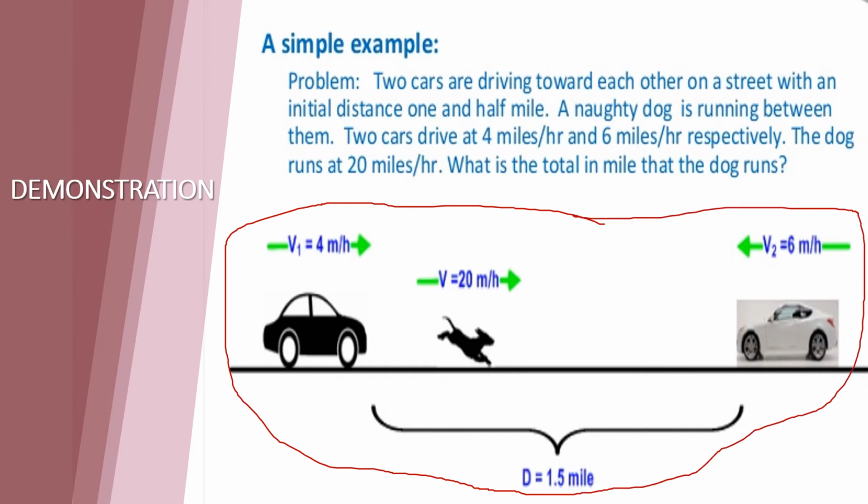So here's the distance, 1.5 miles, the distance between the cars coming at each other. Here's the dog up here, and the dog's running, the velocity is 20 miles an hour. Over here, the velocity of the car is 4 miles an hour, and the velocity of this car is 6 miles an hour. You see how drawing it out makes it a lot less complex, and a lot easier to understand.